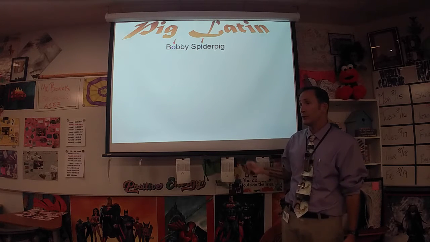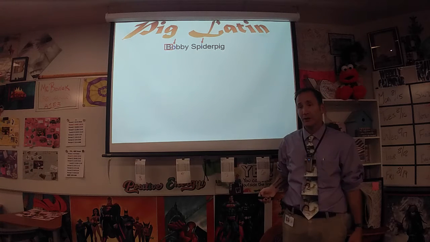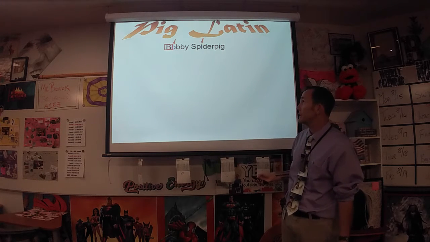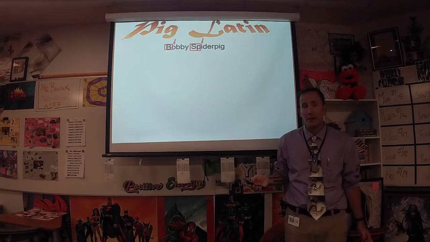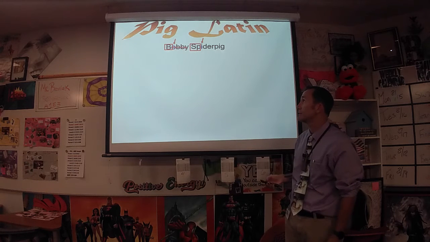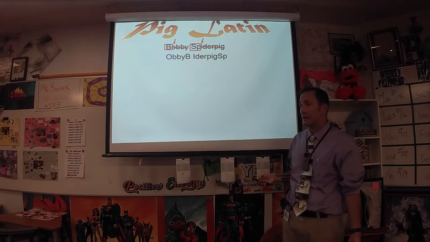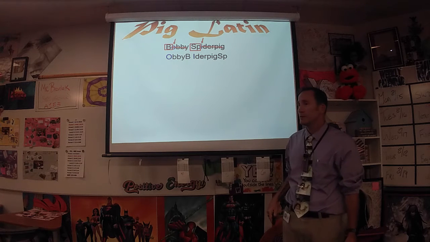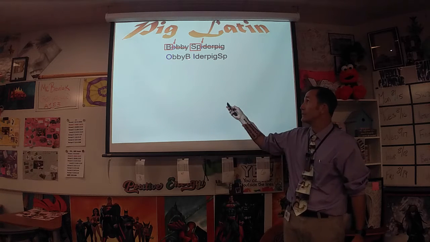So what we have to do is any letters in front of that, we are going to remove. So in Bobby, we're going to remove the B, and in Spiderpig, we're going to remove the SP. When you remove them, you just move them to the end of the word. So Bobby becomes Obby with a B at the end. Spiderpig becomes Iderpig with an SP at the end. Now they begin with a vowel.